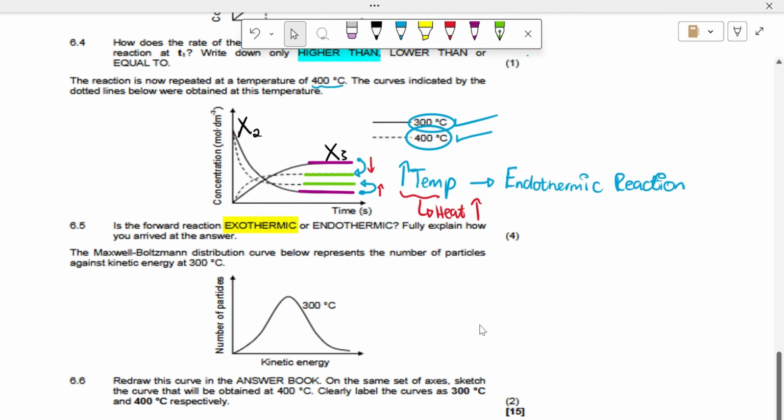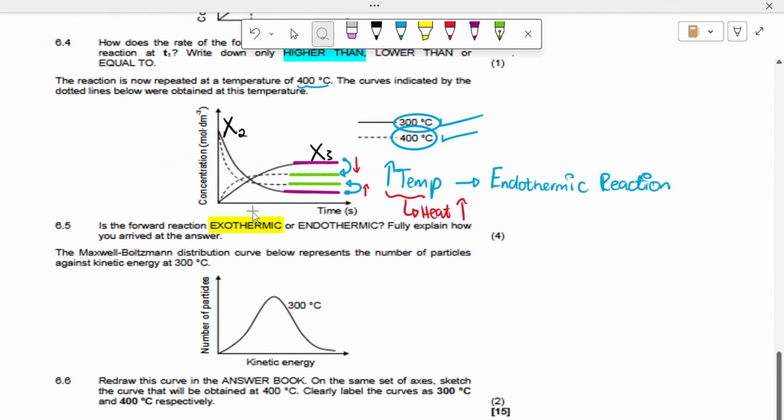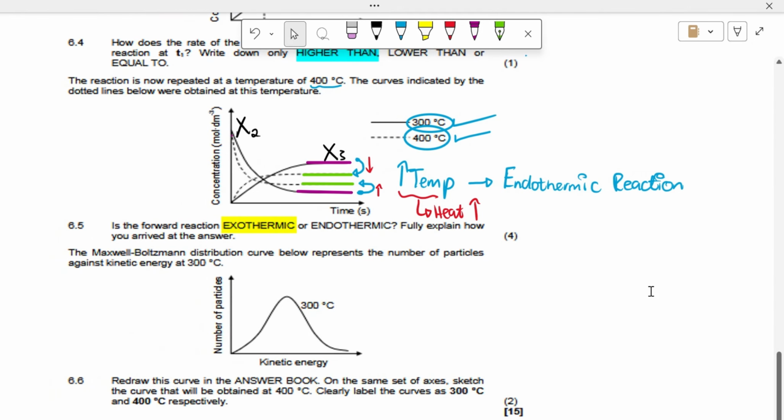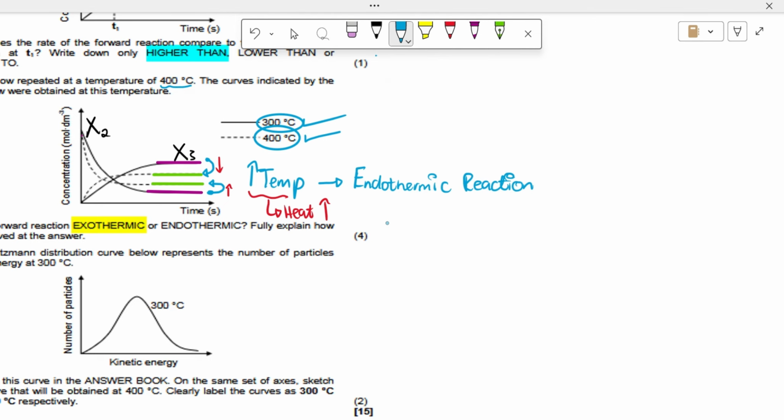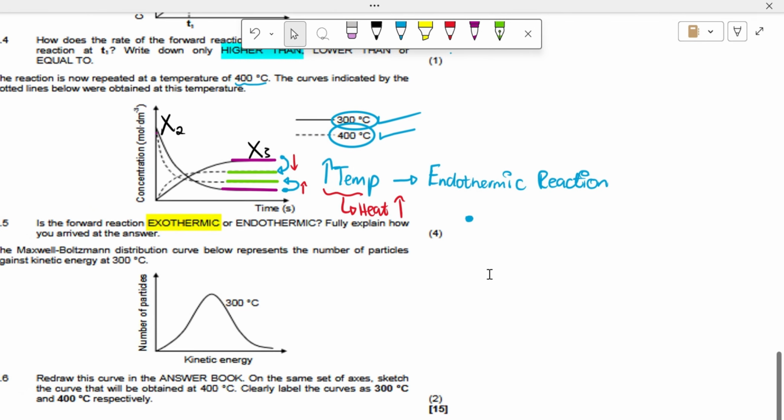Okay. Now, fully explain how you arrived at that. Oh, okay. Now we already got 1 mark, so we just need to explain for 3 marks. Let's see. Point number one. Let's talk about what we see here. Notice how on the graph, guys, I'm going to use square brackets. Please write in full if you have such questions in the exam. The concentration of X3 decreases.